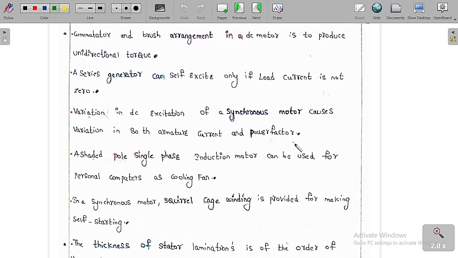So whenever you vary the DC excitation of a synchronous motor, we can vary the armature current and also the power factor of the system. The power factor angle is nothing but the angle between V and IA, for both the synchronous motor and the synchronous generator. So variation in DC excitation of a synchronous motor causes variation in both armature current and power factor.